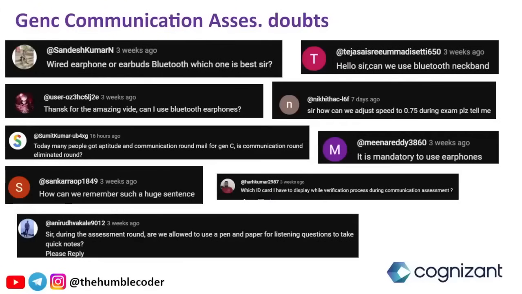Okay, so I have answered these queries. Let's now move on to the next set of queries. The first query is: wired earphone or Bluetooth earbuds, which one is best, sir?